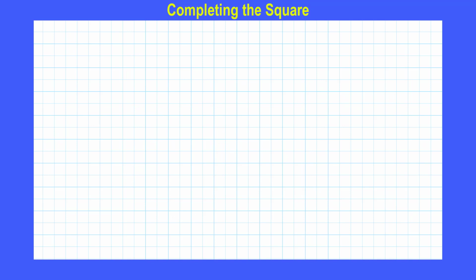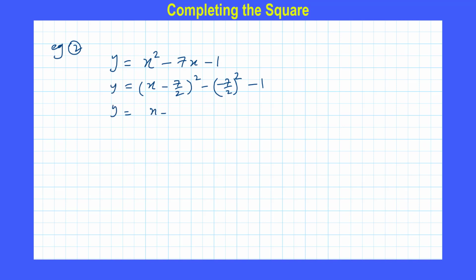So let's look at a second example here. y equals x squared minus 7x minus 1. So exactly the same as before. We've got fractions here, so we're going to work with our fractions, but we're using our standard method of doing this one. Squaring out, subtracting 1, and we're going to end up with (x minus 7 over 2) all squared, take away 53 over 4.